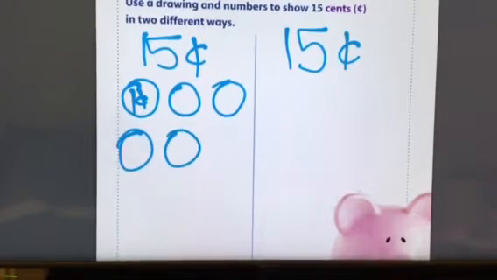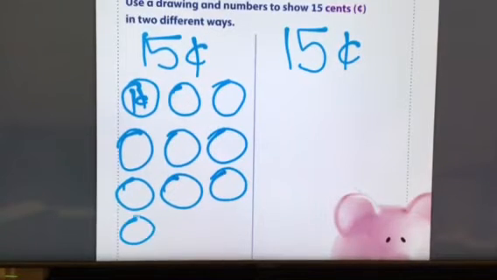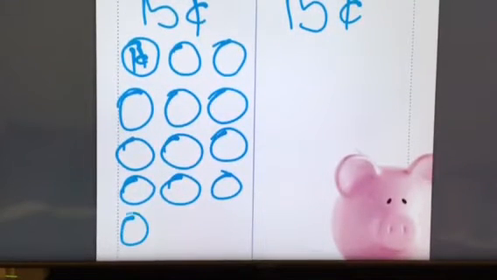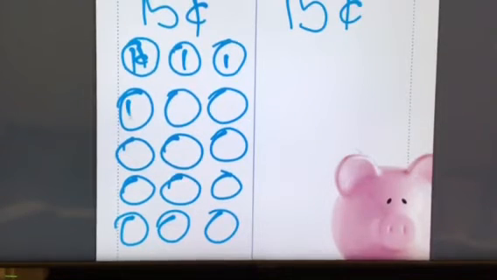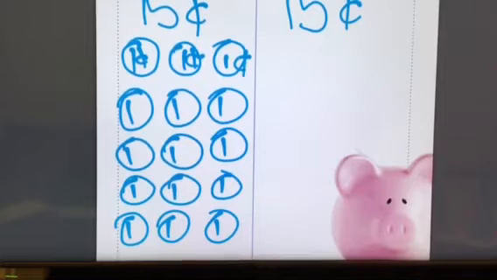4, 5, 6, 7, 8, 9, 10, 11, 12, 13, 14, 15. Then I'm going to go back and put my ones. And then I will go back and put my cent symbol. It is very important to make sure that you put how much the coin is worth and the cent symbol. So I know that each of these is worth 1 cent.